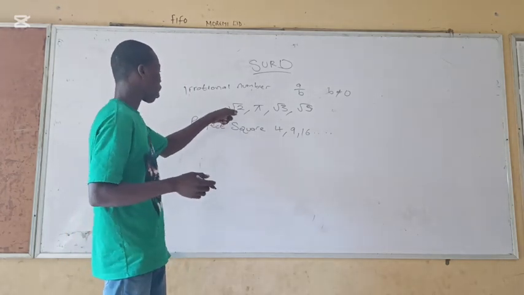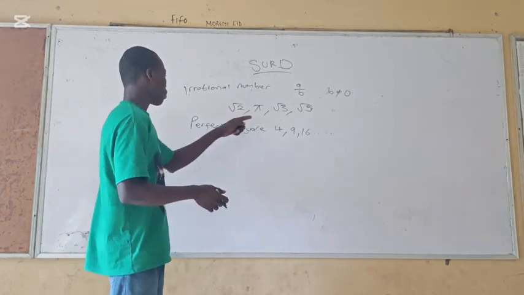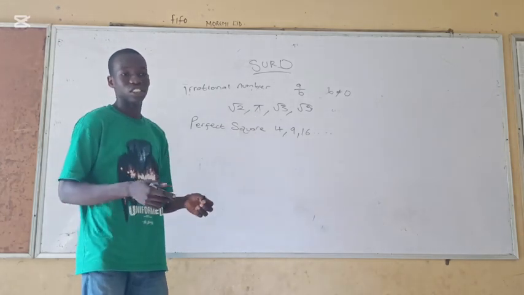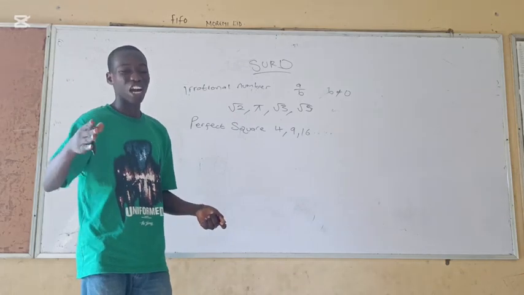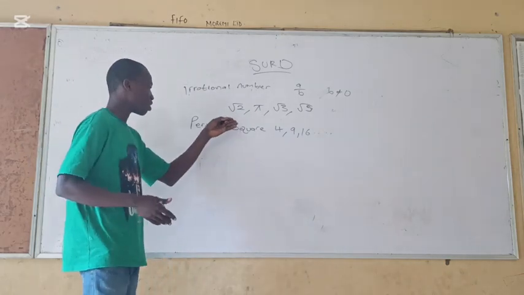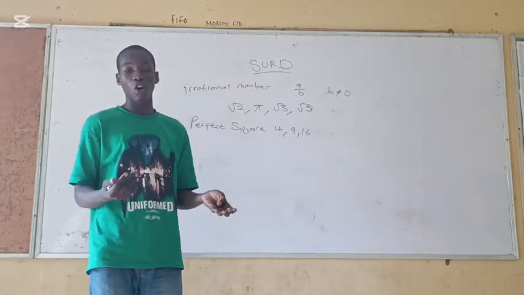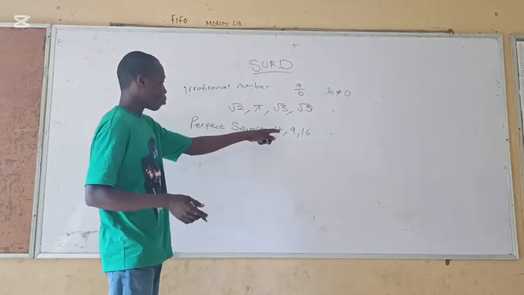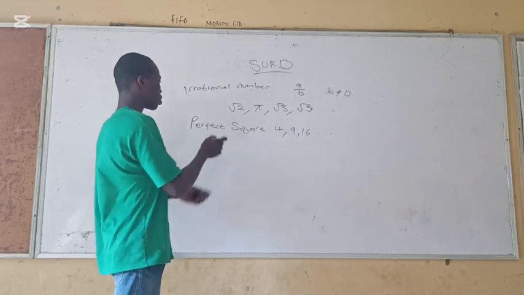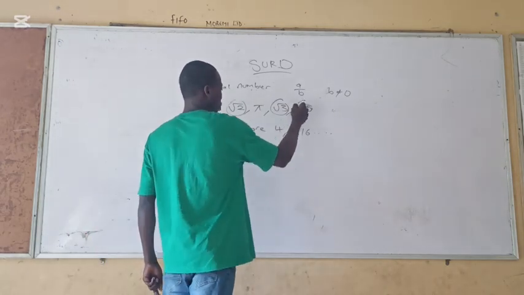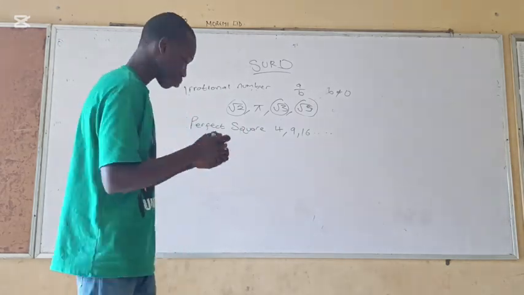When you type the root of 2 into your calculator, you get 1.414 and so on. Pi is approximately 3.14 and so on. So they have no end value. You can just say that surds are the roots of non-perfect squares, like root 2, root 3, root 5. So these are surds. That's the definition of surd.